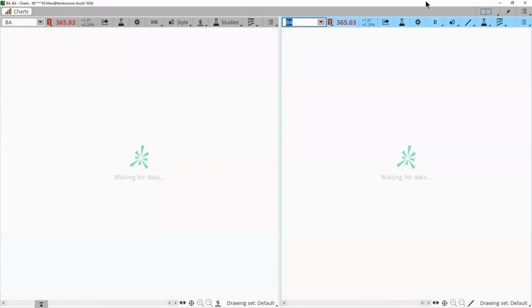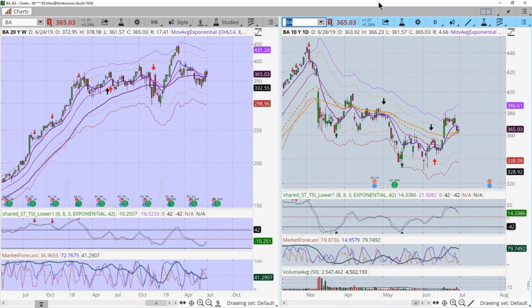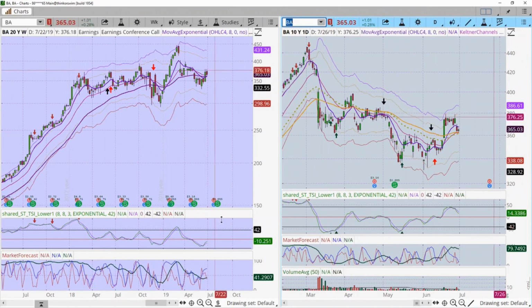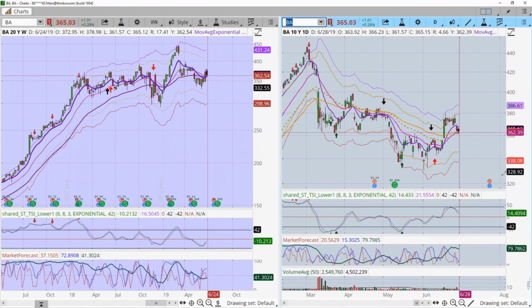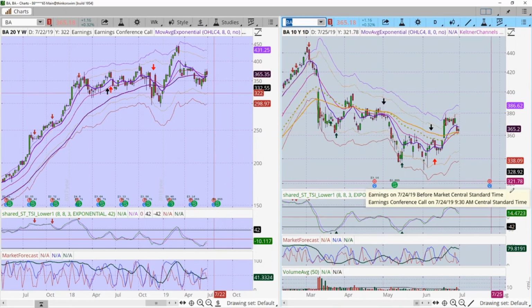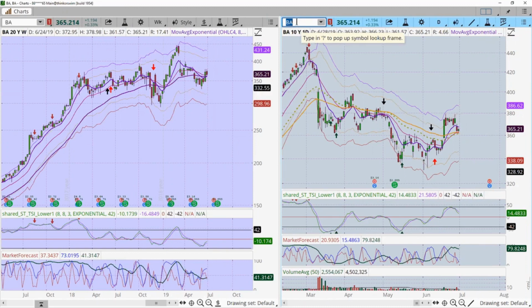Boeing. This is interesting. Boeing actually looks like it may be setting up to spring up higher, maybe looking for an earnings run. It has earnings coming up on the 24th of July, and so we'll be following that.